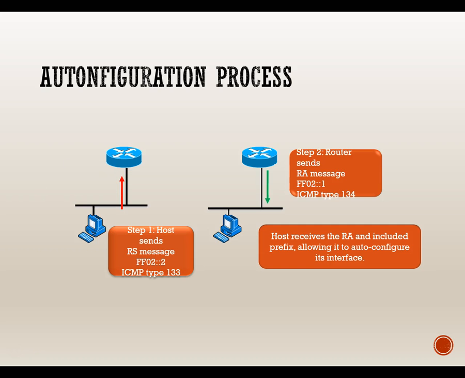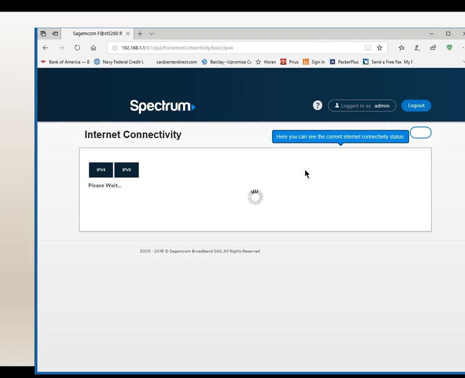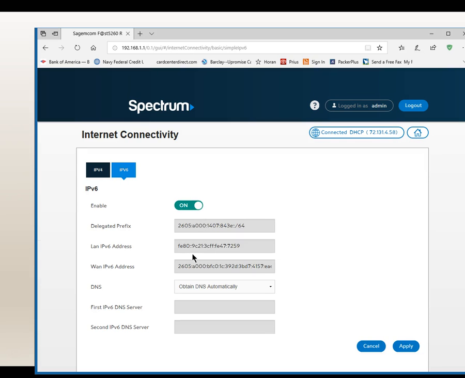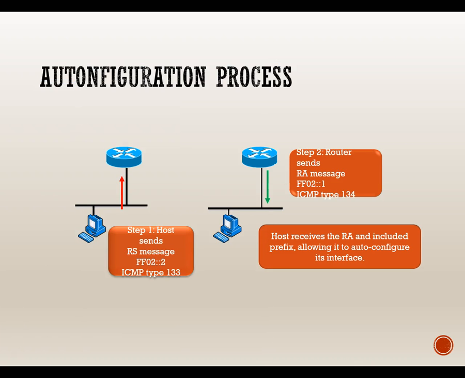I'm going to go back to my Spectrum here, which logged me out. My internet connectivity, I hope. Internet connectivity, IPv6. I have been assigned, and I have enabled IPv6 on my router here, and 2605:A001:4078:43E is my prefix. That is the IP addressing that Spectrum has given to me, which is going to be a routable address that I can use for IPv6.